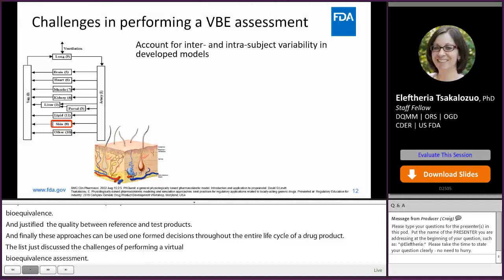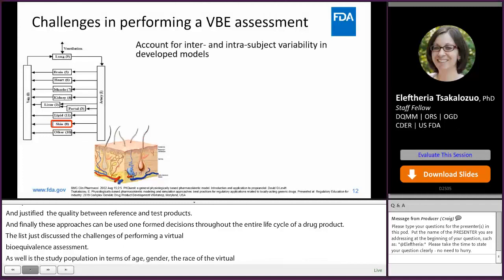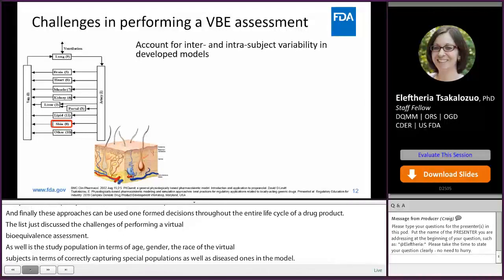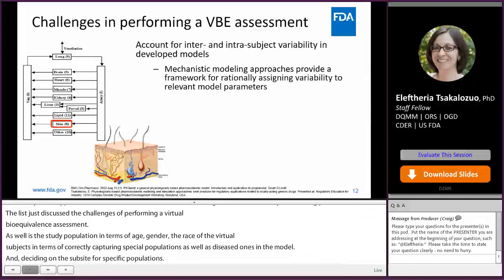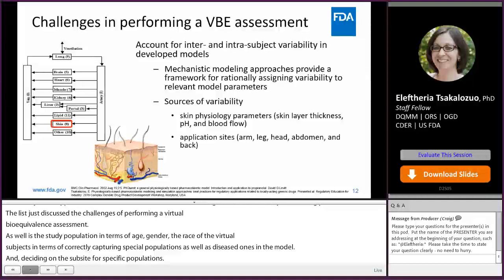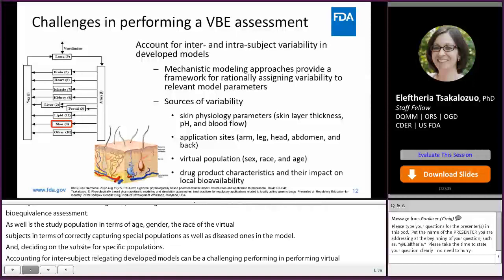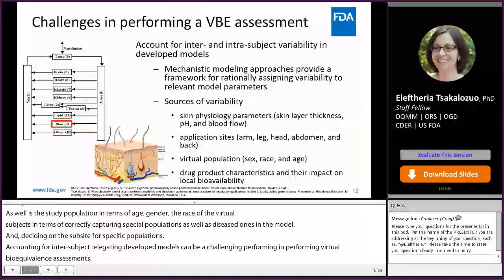Accounting for inter- and intra-subject variability in developed models can be a challenge in performing a virtual bioequivalence assessment. Current mechanistic modeling approaches provide a framework for rationally assigning variability to relevant model parameters. These can be skin physiology parameters, the different application sites where the product is applied, the virtual population, as well as the drug product characteristics and their impact on local bioavailability.